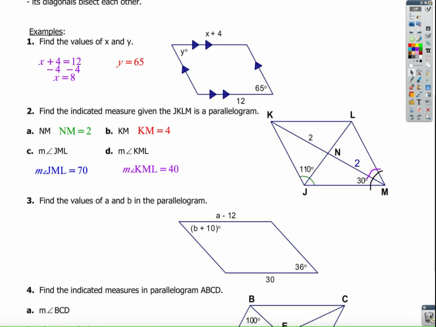Now, using what you know about parallelograms, what we've gone over, and using the examples we've just done, you should go ahead and try examples 3 and 4 on your own. Pause the video, take a moment, figure them out, and when you're finished, join us back and we will go on to the next page.